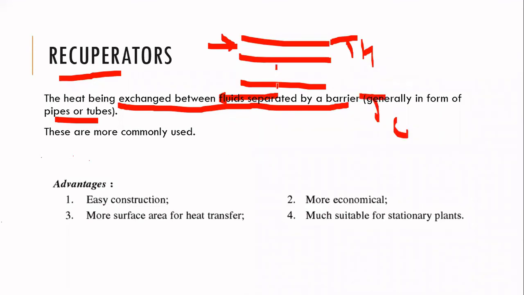Heat exchange will take place in this direction. Now this heat is not being stored anywhere. It is not stored in this pipe. It is traveling continuously. So such a type of heat exchanger will be called as recuperator.